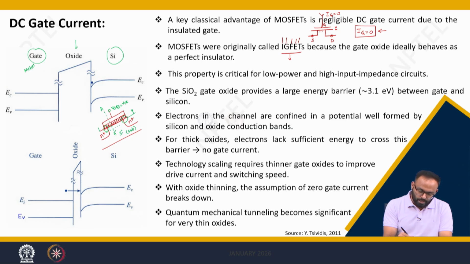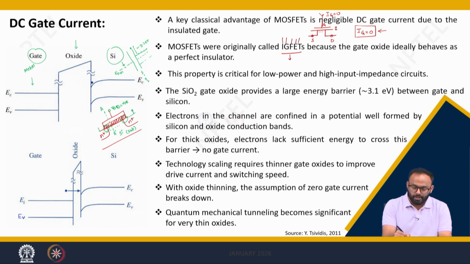If you draw the band diagram along the cut line, you will get a metal here which has a Fermi level like this, EFM. After metal you have an oxide which has a band gap of 9.1 electron volt, which is silicon dioxide, and after this you have silicon. So, the band gap is around 1.1 electron volt. Now, there is a difference between this conduction band energy and this conduction band energy of about 3.1 electron volt. Now, when you apply a positive voltage at the metal, what will happen?